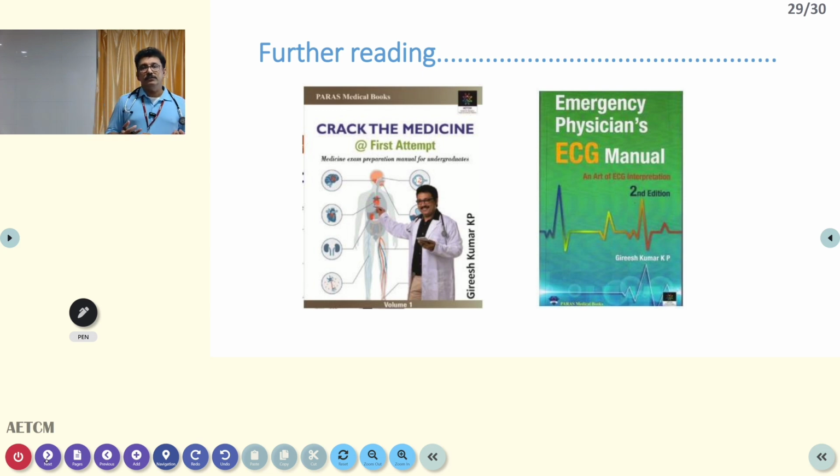Then if there is no facility for PCI, you have to take the patient for thrombolysis. You have to give drugs like aspirin, clopidogrel, ticagrelor, statins, beta blockers, ACE inhibitors, ARBs. Then once the patient is stabilized, at discharge, you have to advise the patient on regular and graded exercise. On follow up, you can do an angiogram and see whether the coronaries have improved or are still blocked.